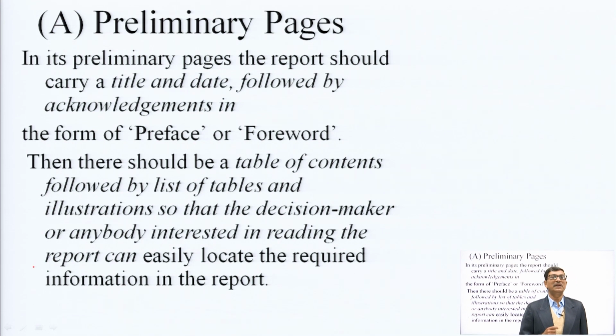Then there should be a table of contents followed by a list of tables and illustrations, so that the decision maker or anybody interested in reading the report can easily locate the required information in the report. So, after writing the acknowledgement, we should write a table of contents which contains the list of tables and also the illustrations, so that the decision maker or another person interested in reading your research can easily locate the things.